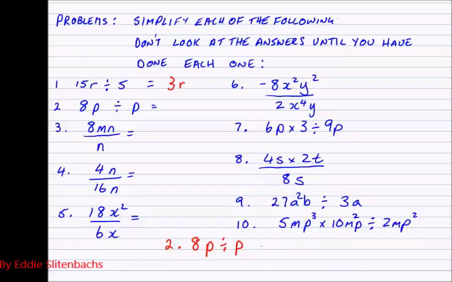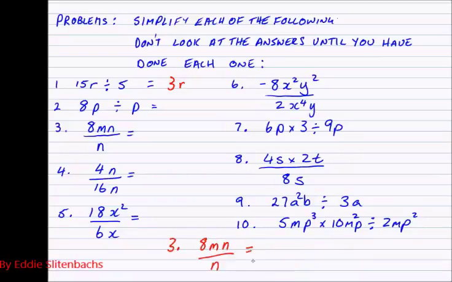8p divided by p, well I'm going to write it again as a fraction, top divided by the bottom. P goes into p, and leaves you with 1, and if it leaves you with 1, multiplying by 1 doesn't change it, so you're just going to be left with 8. Hopefully you get used to this cancelling of things top and bottom of the expressions which are the same.